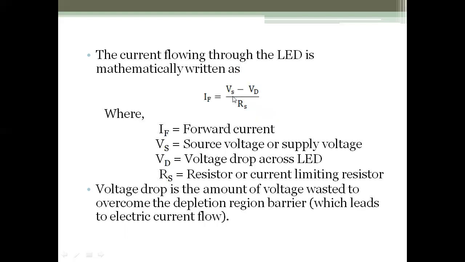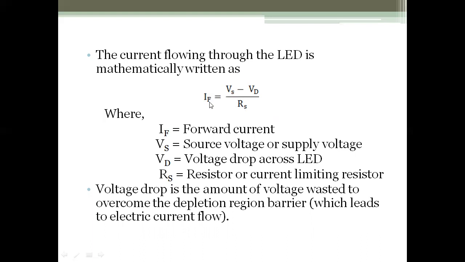Coming to the current produced, the current flowing through the LED can be given using Ohm's law. V is equal to IR, as the voltage in the circuit will be equal to the difference of source voltage and the voltage across the diode, that is Vs minus Vd is equal to If into Rs.